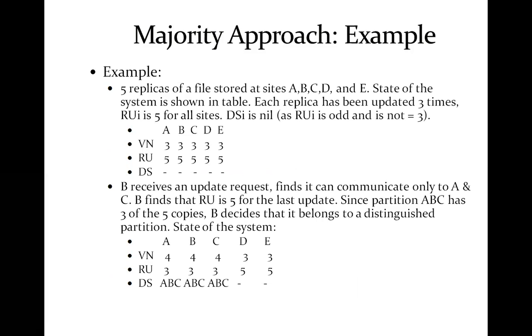And since it belongs to the distinguished partition set, it is going to process the update. Because only these 3 sites are participating in the update, the replica which will be updated now will be only on 3 sites. So the number of sites which have been replicated will be 3, and the version will be increased from 3 to 4 on all these sites. So this is how it works.